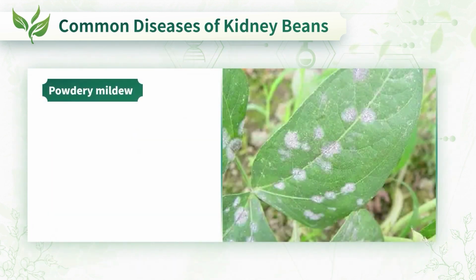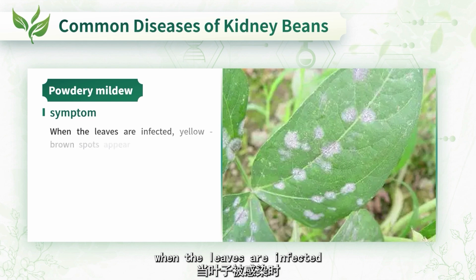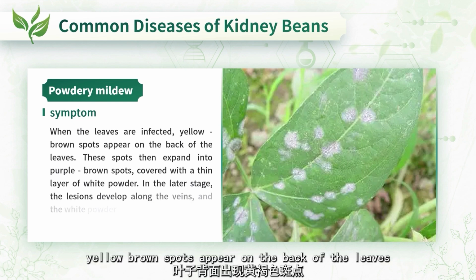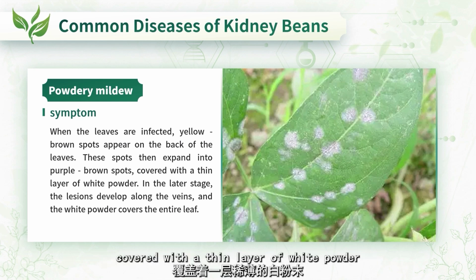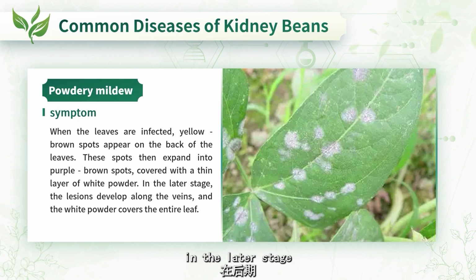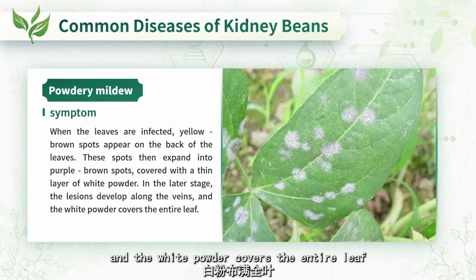Powdery mildew. When the leaves are infected, yellow-brown spots appear on the back of the leaves. These spots then expand into purple-brown spots, covered with a thin layer of white powder. In the later stage, the lesions develop along the veins, and the white powder covers the entire leaf.